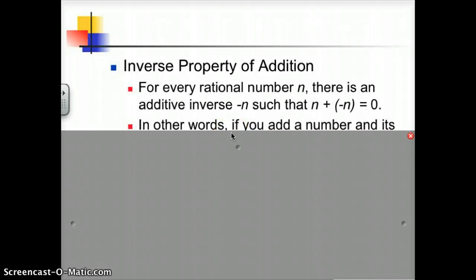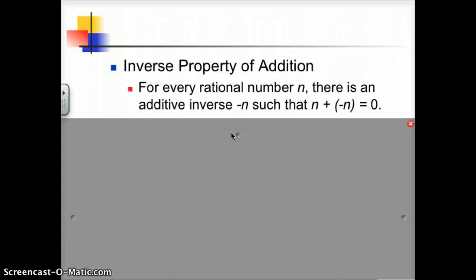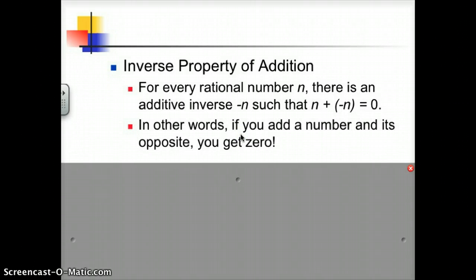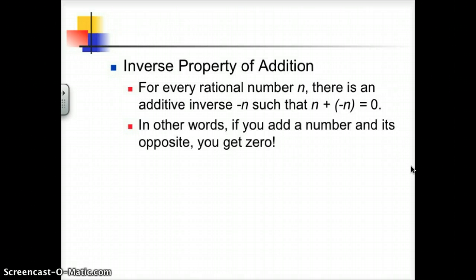This is called the additive inverse property, or the inverse property of addition. So for every rational number n, there's another number called its additive inverse, negative n, such that n plus negative n always equals 0. So in other words, in your vocab, if you add a number and its opposite, you will always get 0. Okay, good thing to know. You probably already knew that.